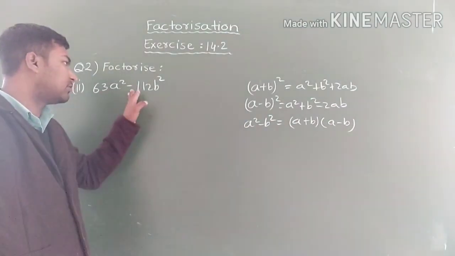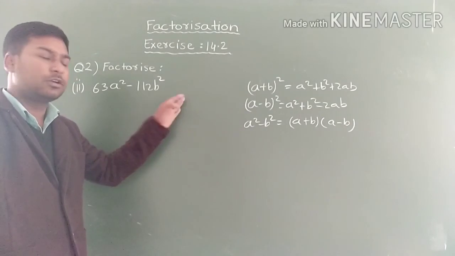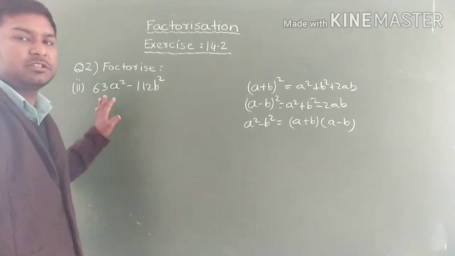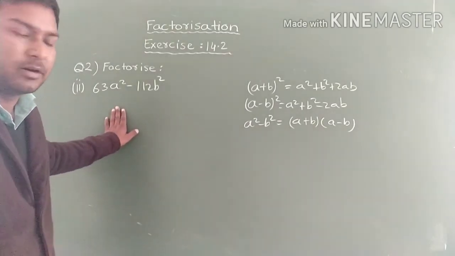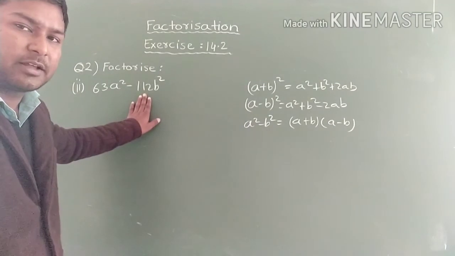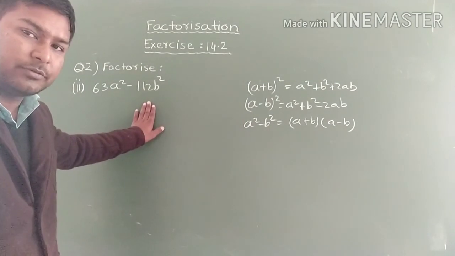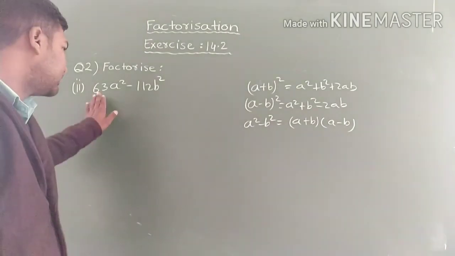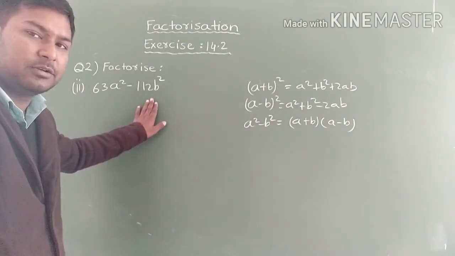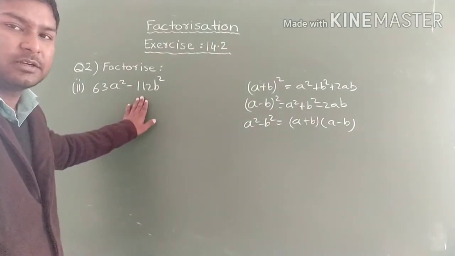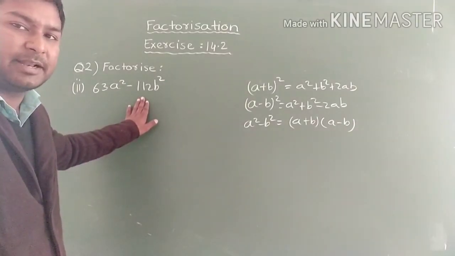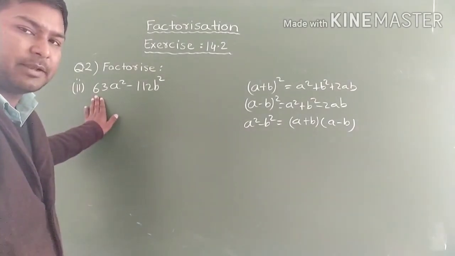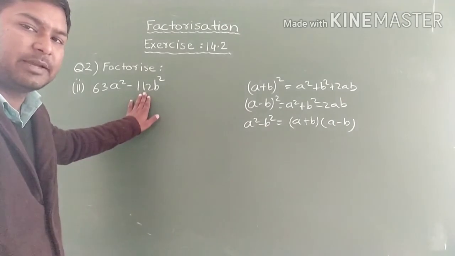63a square minus 112b square. Is 63 the square of any number? No. 63 is not the square of any number. 112 is also not a square. So what do we have to do? We cannot convert into a whole square. So look here. This is 63 and this is 112. What is common in these two expressions? We can take 7 as a common factor, because 63 is divisible by 7 and 112 is also divisible by 7.